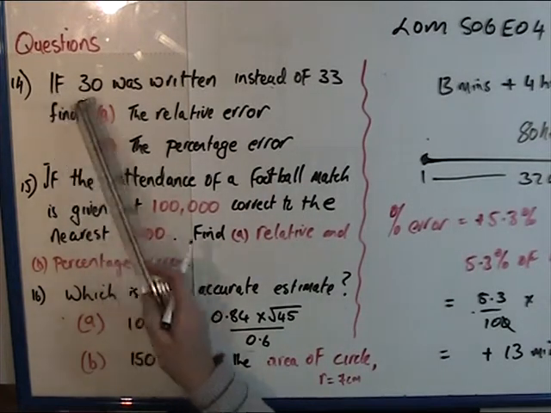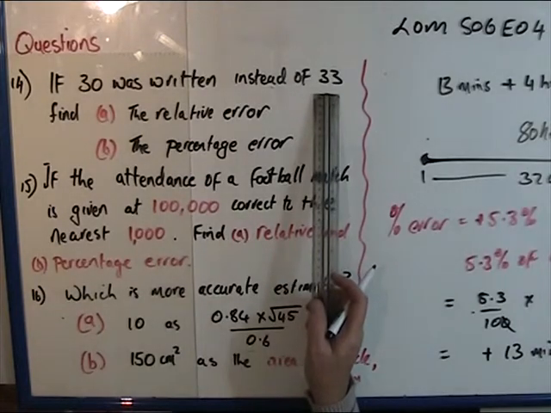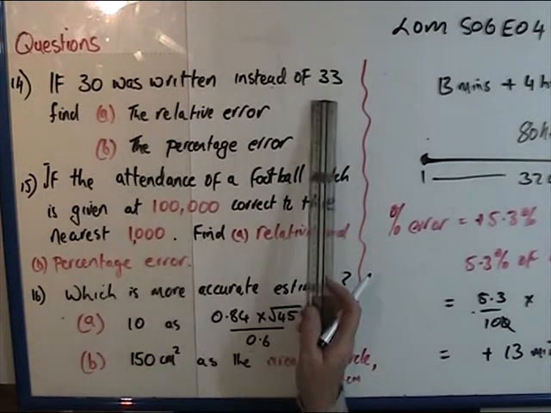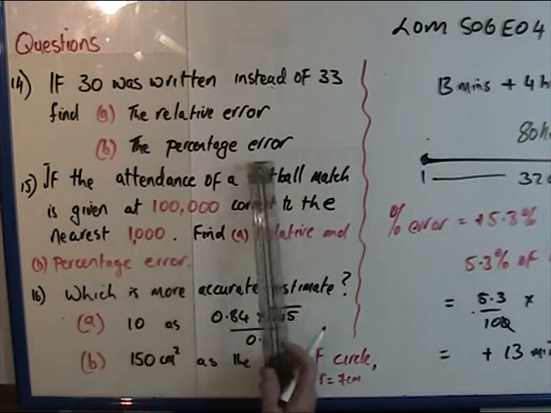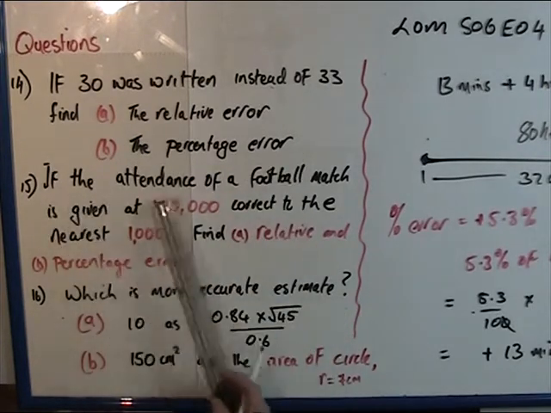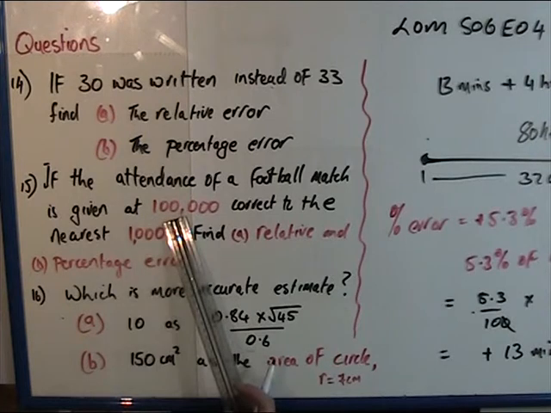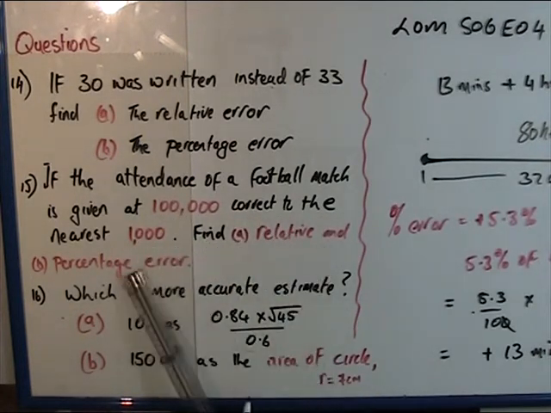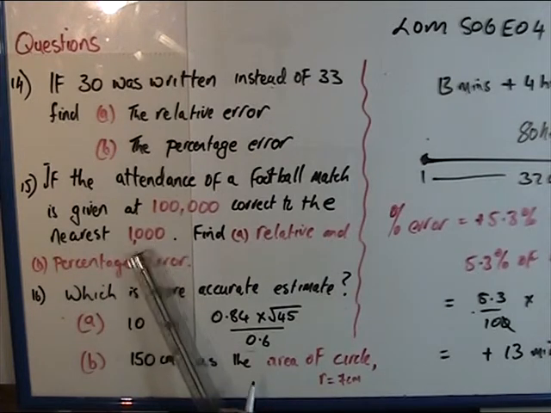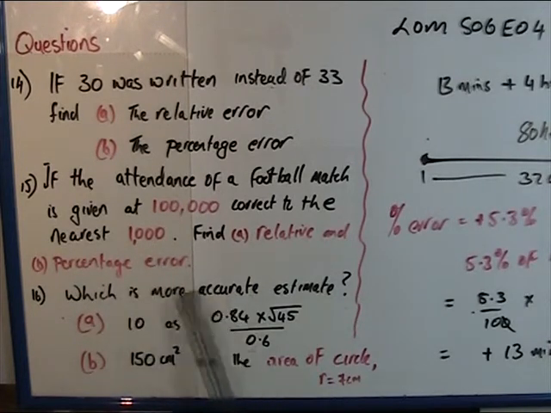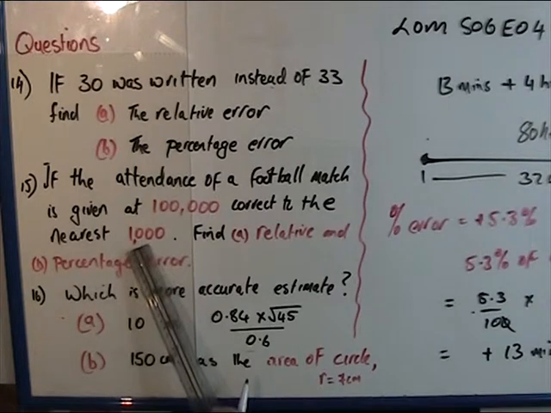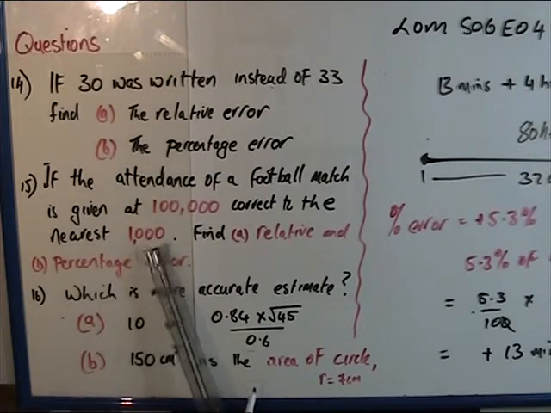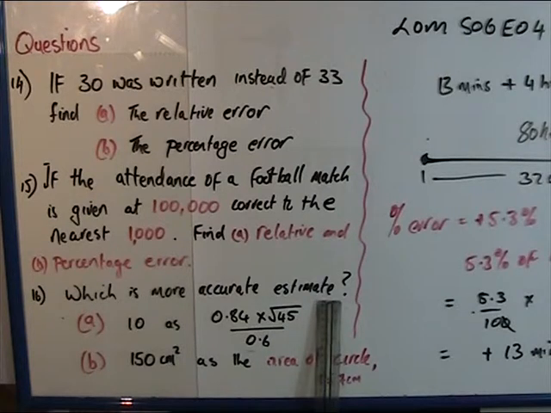Now, these are questions. If 30 was written instead of 33, so the error is 3. Find the percentage error. Okay. If the attendance of a football match is given as 100,000, correct to the nearest 1,000, find the relative and percentage error. So there's an error of 1,000. Well, it's to the nearest 1,000, so we'll have to look actually at an error of 500. Which is more accurate to estimate? 10 as this number, so you multiply that out and you find a percentage error.